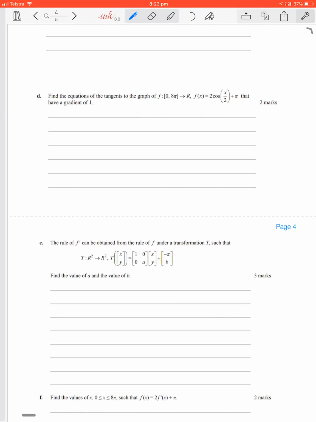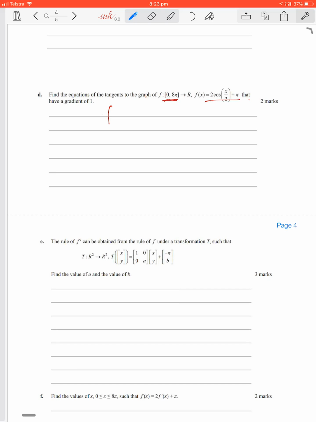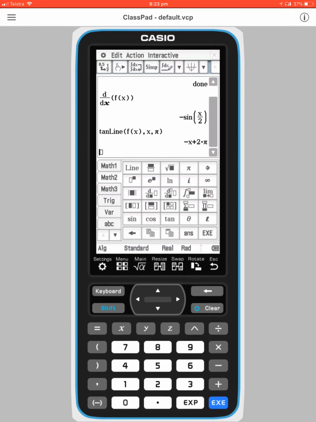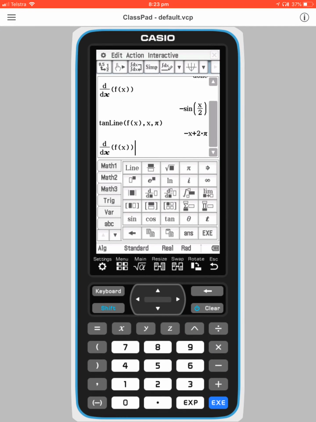Okay, find the equations of the tangents of the graph between 0 and 8 pi that have a gradient of 1. So if it's a gradient, we know f dash of x has to equal 1. Therefore, let's solve that. f dash of x, d/dx f of x equals 1.